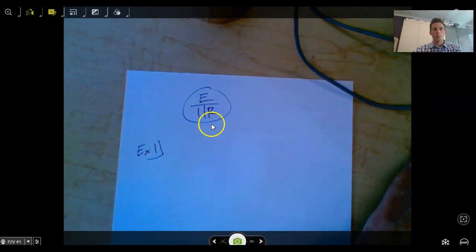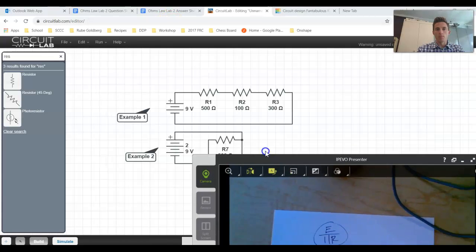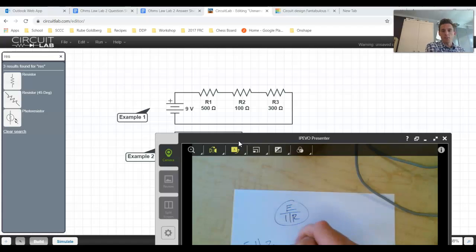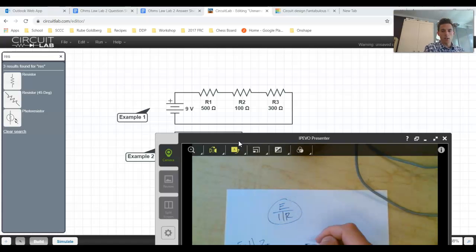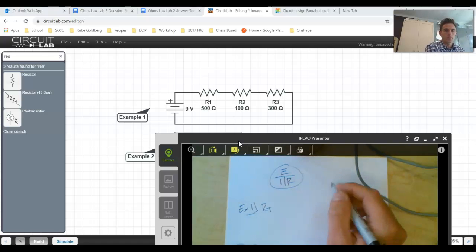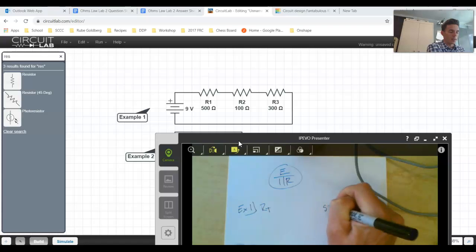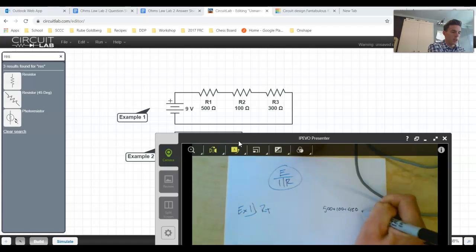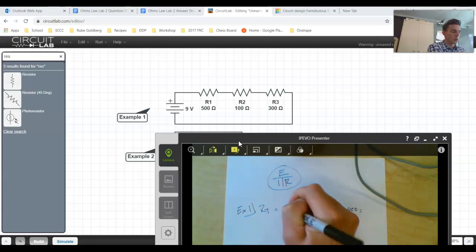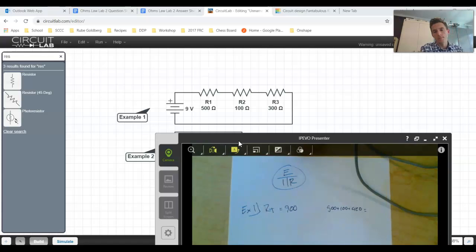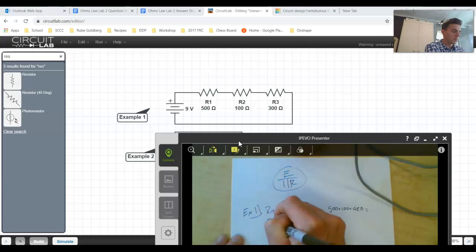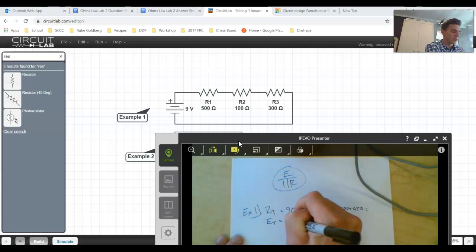But for example number one, now I've forgotten what my resistors are. My resistance total, I still need to figure that out. It's a series circuit. So that's 500 plus 100 plus 400 is equal to 900. And I've made these numbers easy for myself here. So my E total is equal to 9 volts.